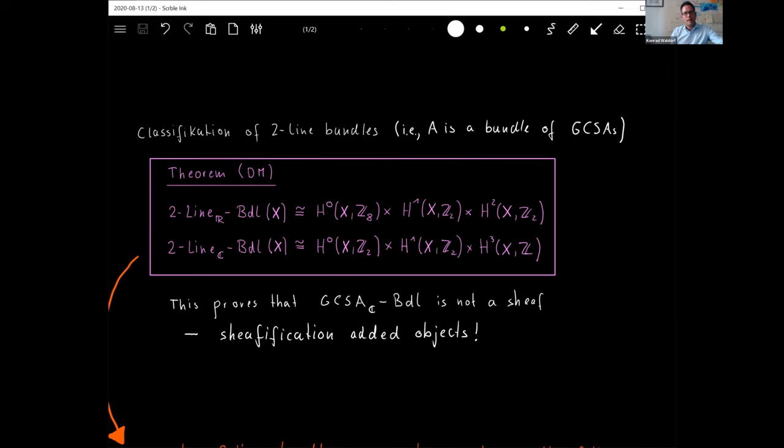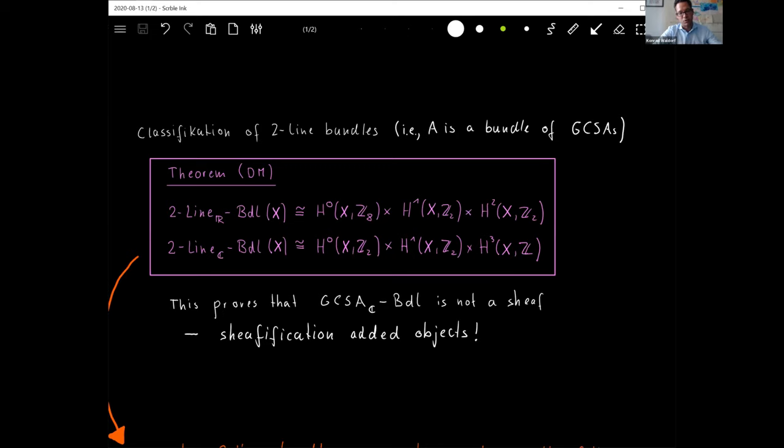And you see that it's exactly the same as before. The real case is just the same classification as we had for algebra bundles. But in the complex case, there is a difference, namely this torsion restriction is gone. So now using 2-line bundles instead of graded central simple algebra bundles, we get the full H^3. And this is also immediately our proof that the previous graded central simple algebra bundles do not form a sheaf, because sheafification added something. So it couldn't have been a sheaf.